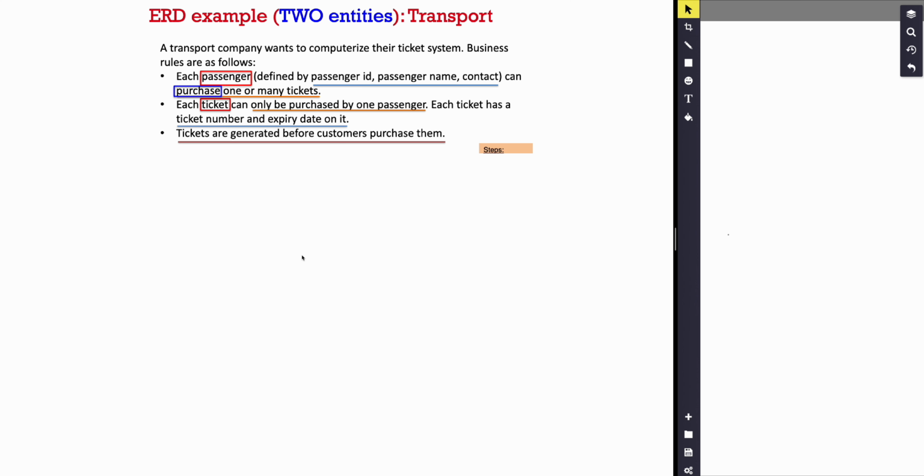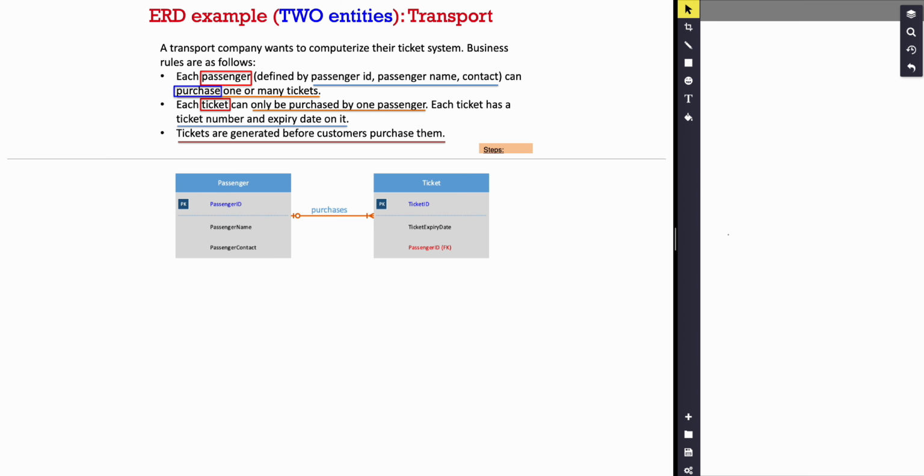We're going to go through a transport company who wants to computerize their ticket system. So the business rules are as follows. Each passenger is defined by a passenger ID, a passenger name, and contact. The passenger can purchase one or many tickets. Each ticket can only be purchased by one passenger. Each ticket has a ticket number and expiry date on it. The tickets are generated before customers purchase them.